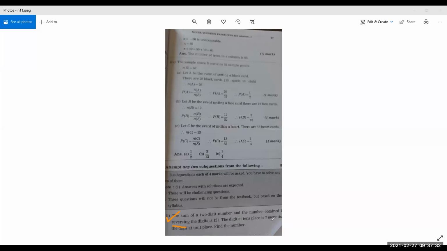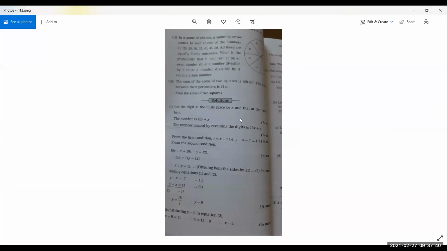The digit at the tens place is 7 more than the digit at the unit place. So find the number. So let's see the marking scheme for this one. It is the same as the question which we are seeing.